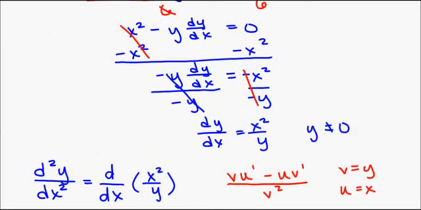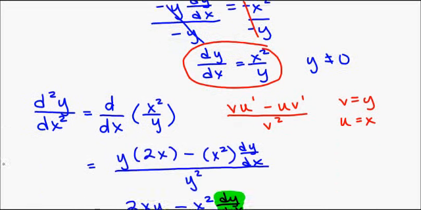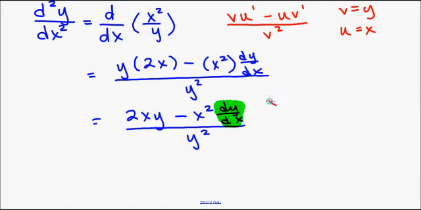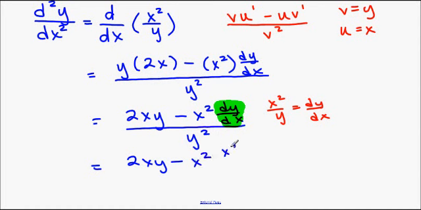And the part that's bothering me a little bit right now is this dy dx. I want to get rid of that. I'm going to substitute with this. I already know dy dx is x squared over y. So instead of writing dy dx, I'm going to put in x squared over y. So I have then 2xy minus x squared times x squared over y, all over y squared.